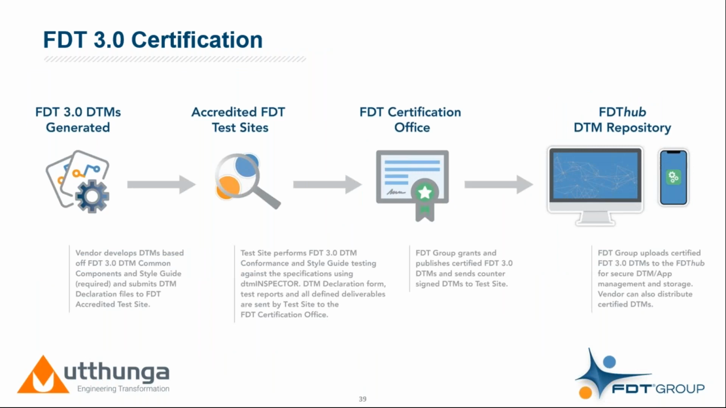This is just a little bit more on the certification. So you generate your DTM, you run it through the FDT DTM inspector in your own facility just to make sure you've got everything ready for accreditation. You then negotiate a contract with one of the independent accredited FDT test sites. And once you pass all the criteria there, they pass it on to our FDT certification office, at which time you get a digital certificate signed by the FDT Group, as well as being published in the FDT certified catalog on our website.